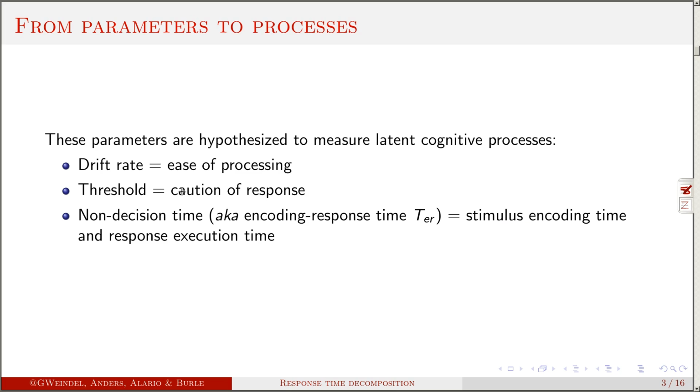Now, the main advantage of the DDM is that its parameters are intended to be interpreted as psychological processes. For example, the drift rate is supposed to index the ease of processing of our participant. The threshold is linked to the caution of response, and finally, the non-decision time, often referred to as the encoding response time, is, as its name suggests, considered to be the sum of the time the participant needs to encode the stimulus and the time needed to execute the chosen response. This interpretability of the parameters is of high interest for a lot of researchers and clinicians, as we can make inferences directly on these cognitive processes.